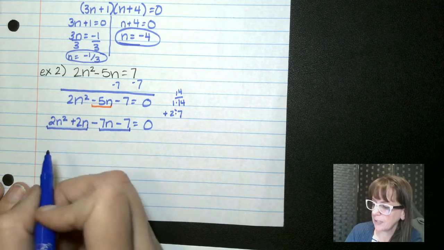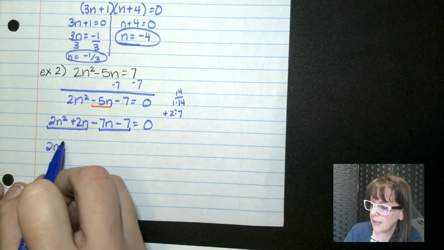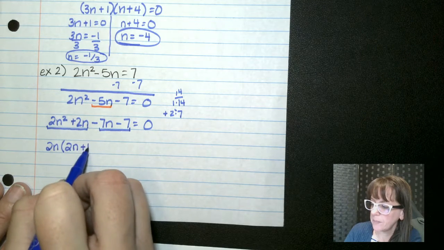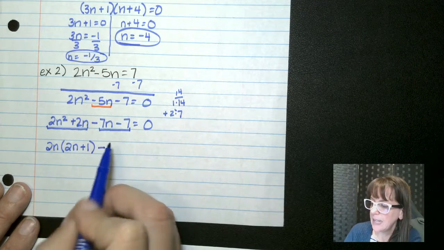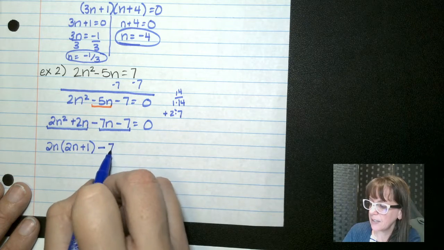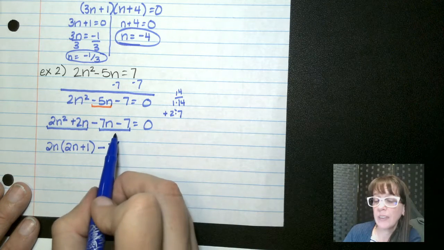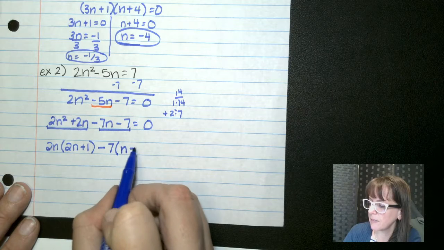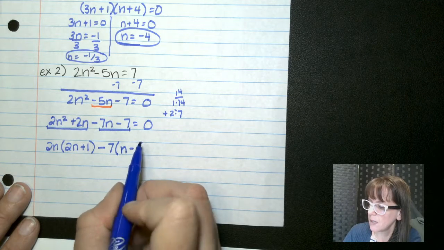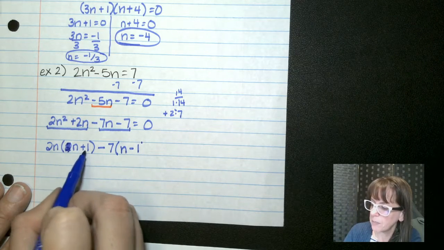In that first one, I can take out a 2n, and that leaves me with 2n plus 1. Bring down our sign. And in the second one, I can take out a 7, and that leaves me with, and a lot of kids do this, n minus 1, right? That should not be a 2 there. That should be n plus 1, n minus 1.